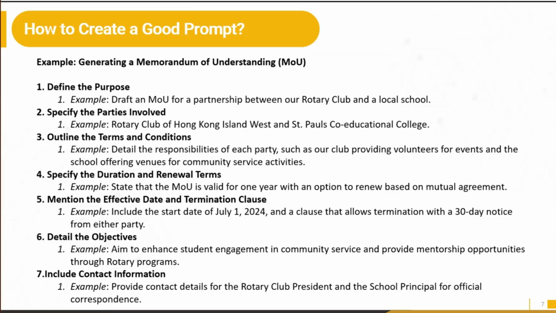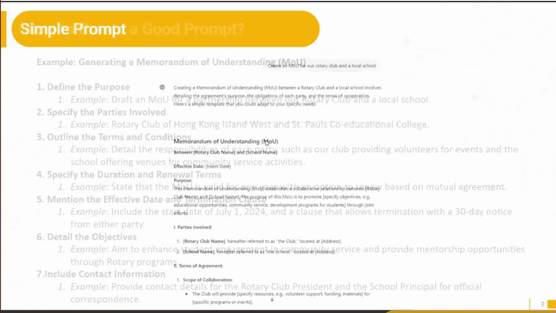For example, the purpose. What's the goal of this particular memorandum of understanding? Be specific about the parties involved. What are some of the terms and conditions that you would like to put in? Duration, renewal terms, effective date, termination clause, etc. And that will allow the AI to deliver a much more detailed and effective document for you.